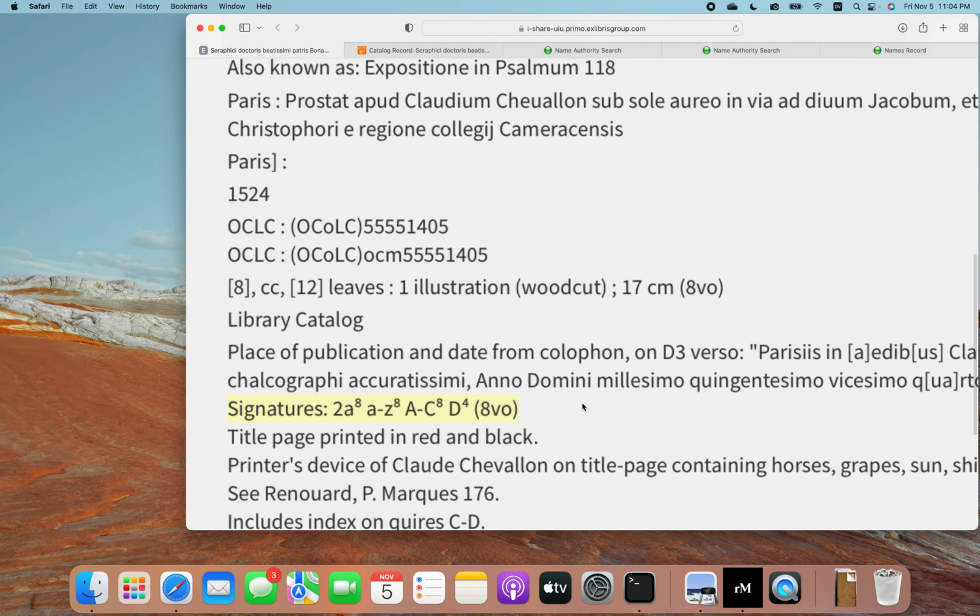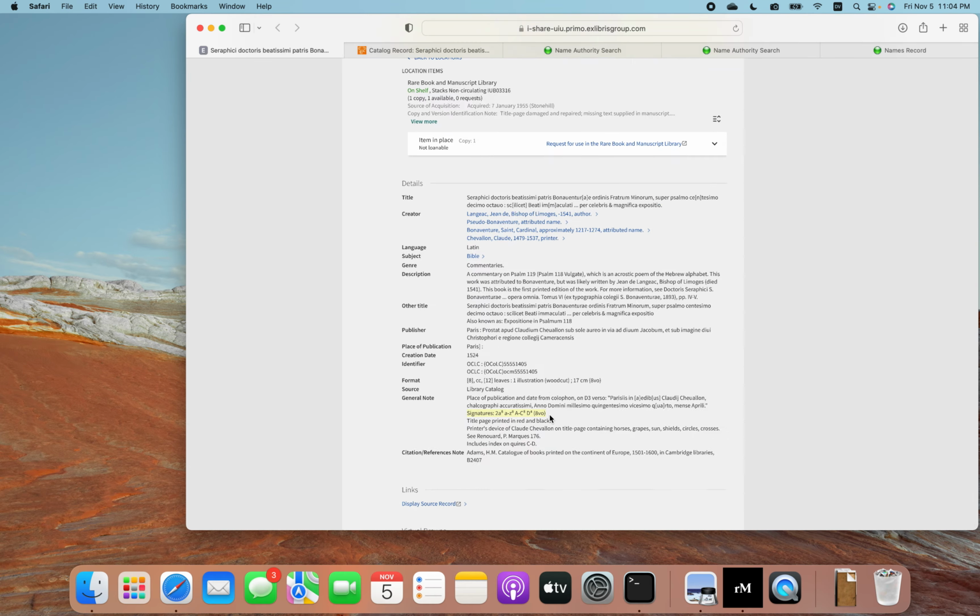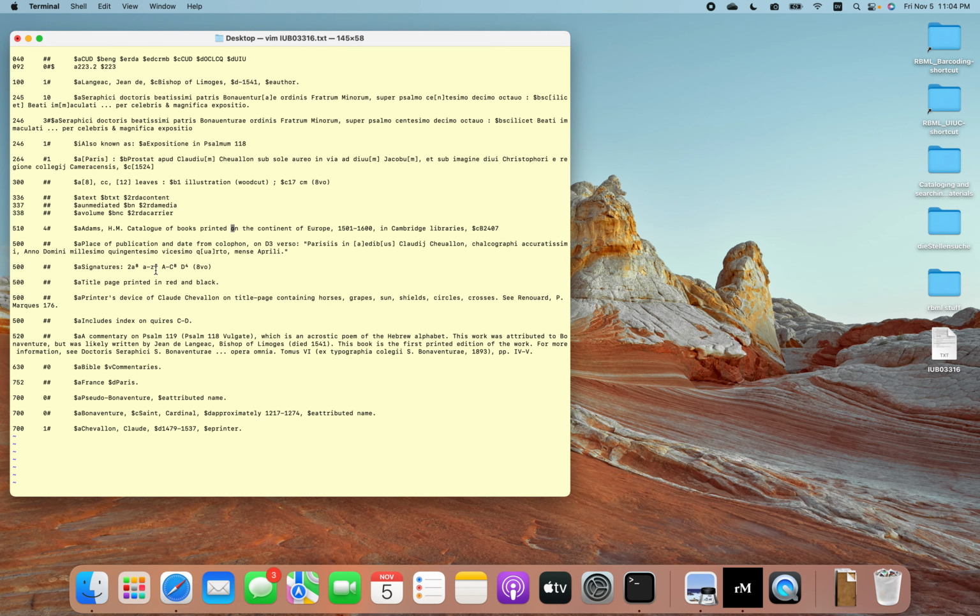And the way it looks in the catalog, it ends up looking like this: 2A8, A to Z8, A to C8, superscript, and then D4, and then the octavo actually gets put in at the end. We put signatures for signatures, and that just gets a regular 500 note. So all that work for one 500 note? Come on, you gotta be kidding me. Well, that's how it works.